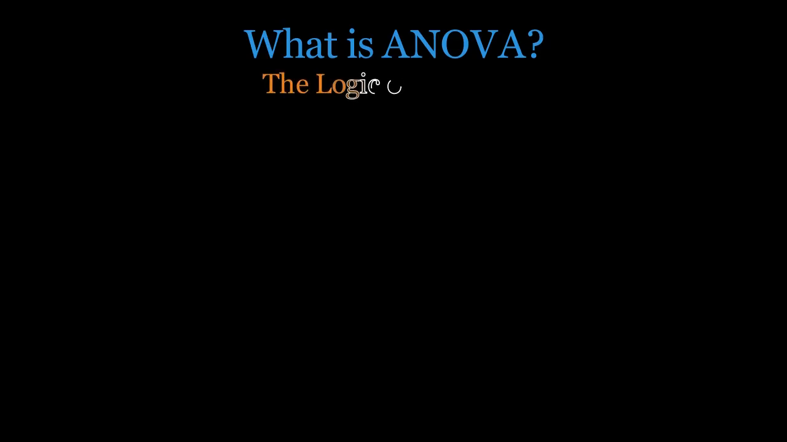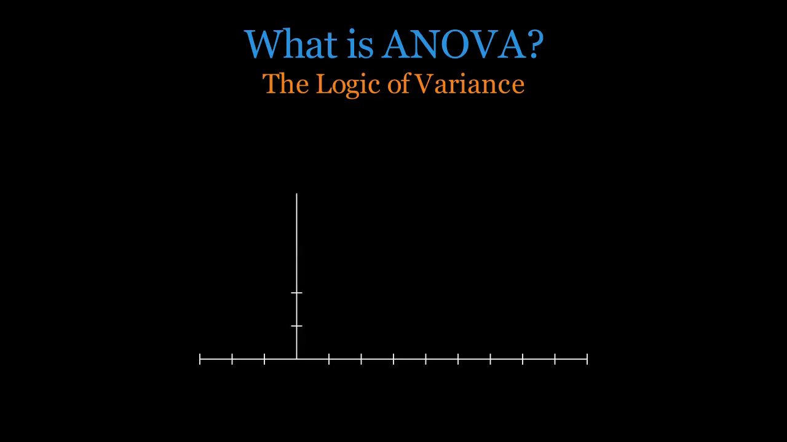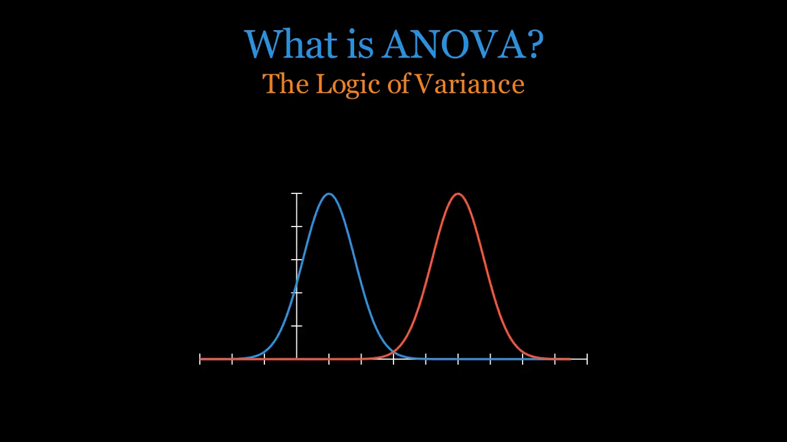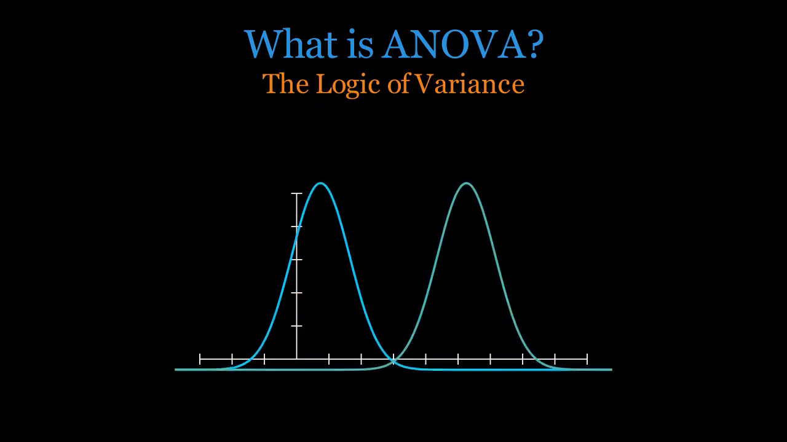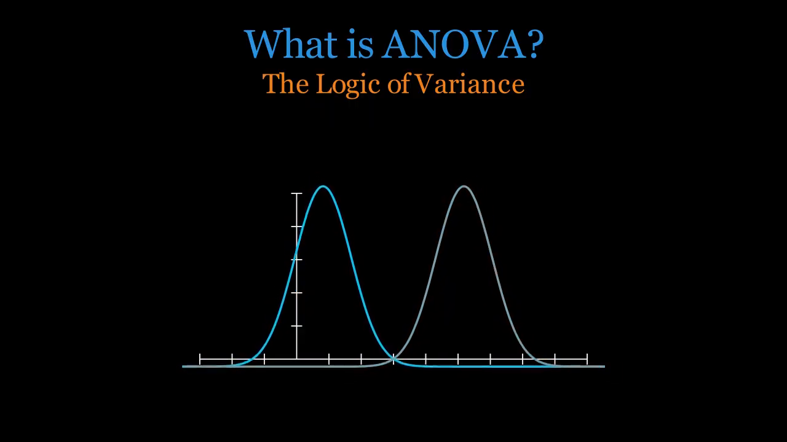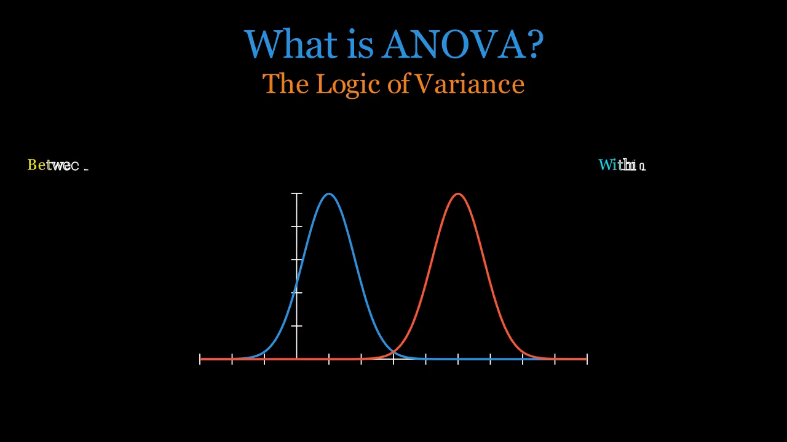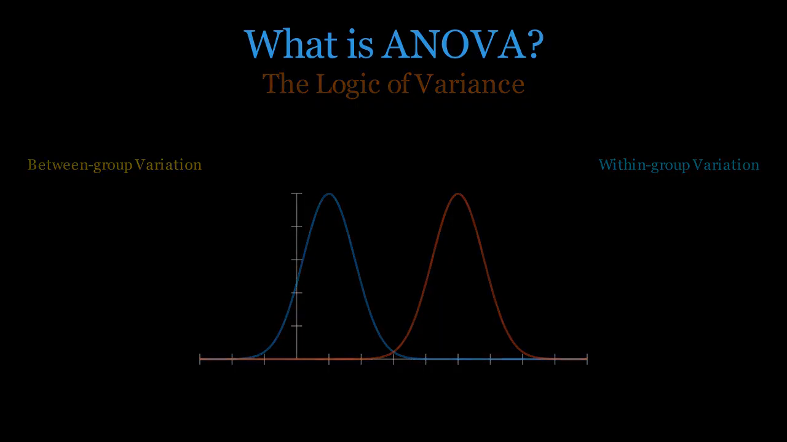Section 1. The Logic of Variance. To understand ANOVA, you must understand its name, Analysis of Variance. It sounds counterintuitive. Why analyze variance if we want to compare means? The secret is that ANOVA compares 2 types of variation, the variation between the groups and the variation within each group. If the between variation is much larger than the within variation, we conclude the groups are truly different.